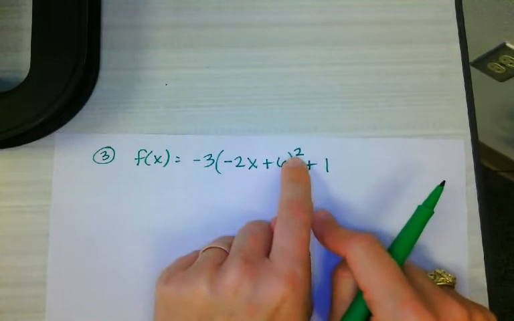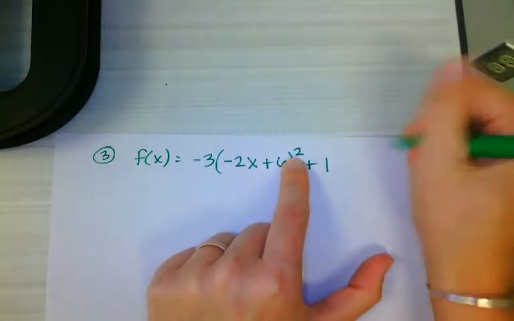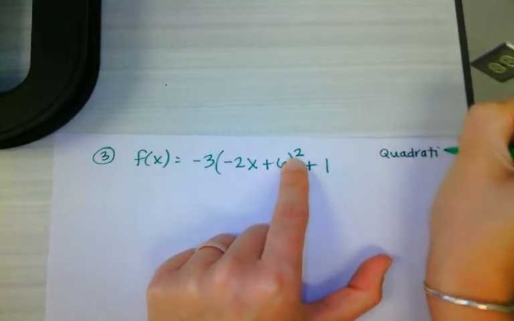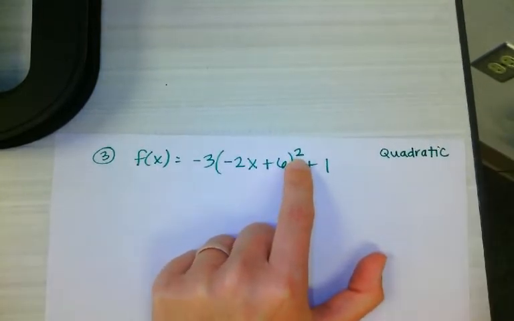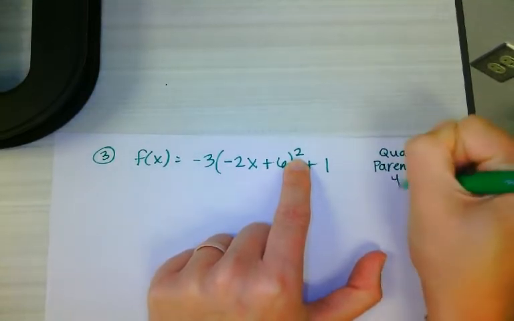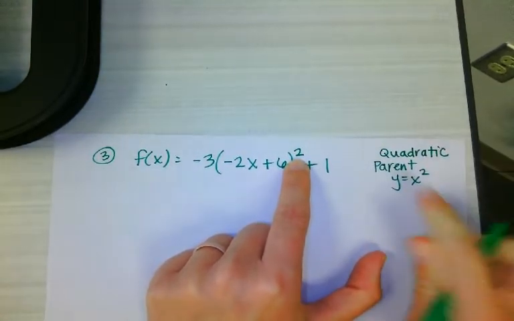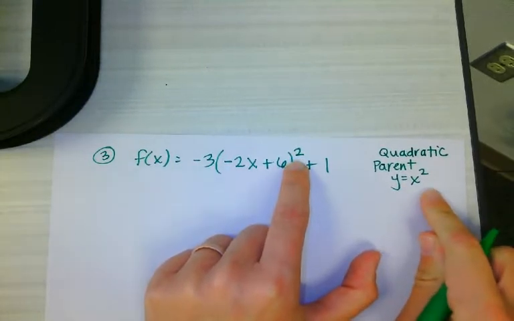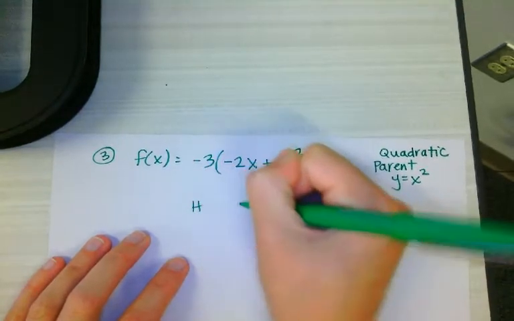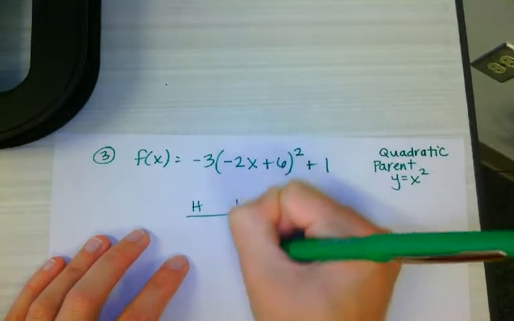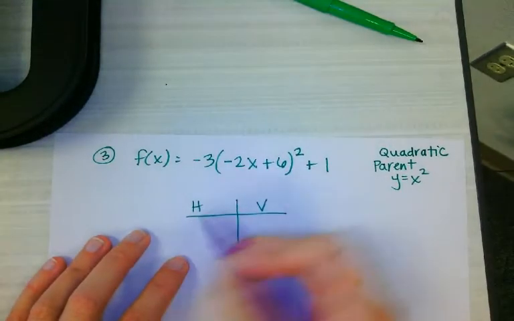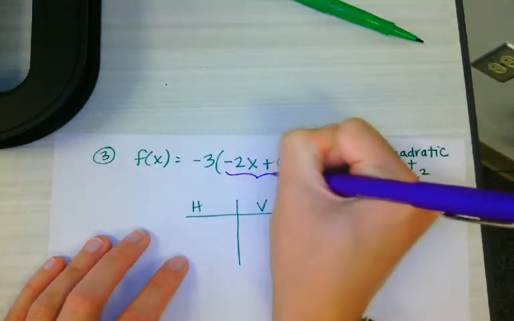So this squared here is my indicator of the type of function. This is a quadratic because of the squared. The parent function, hopefully you remember from last class or Algebra 1, is y equals x squared. Okay, so we're still going to be thinking about the horizontal and vertical changes. I'm still going to start horizontal. Start with my x's.